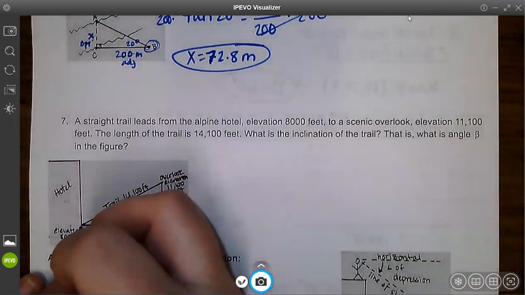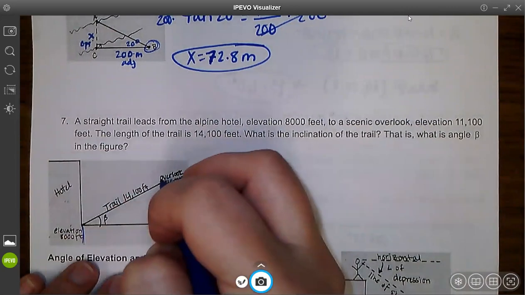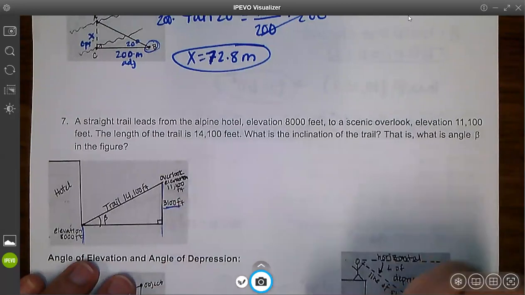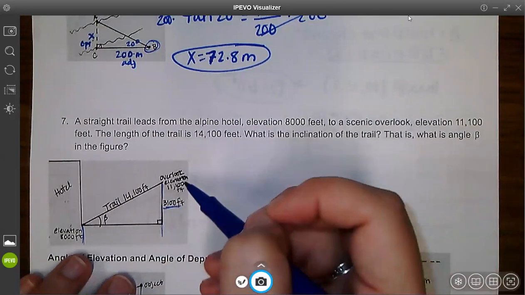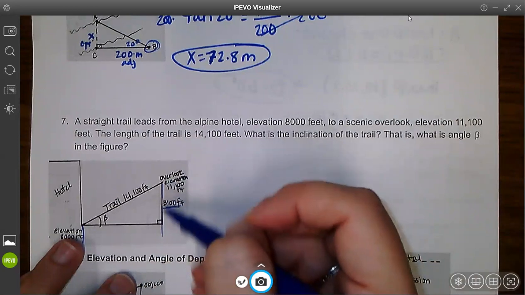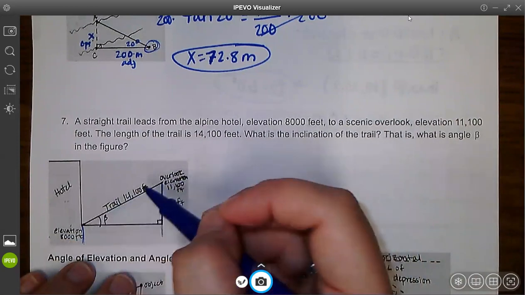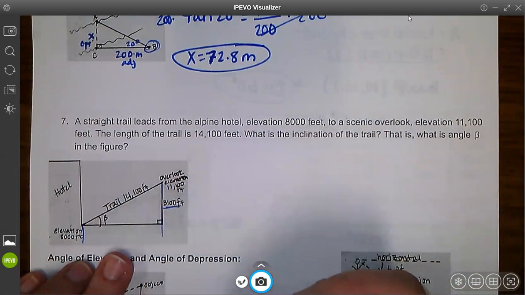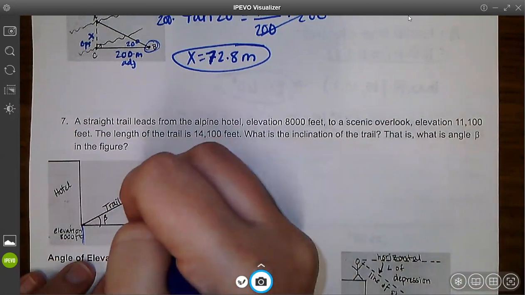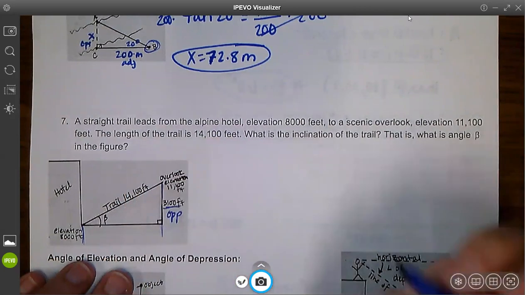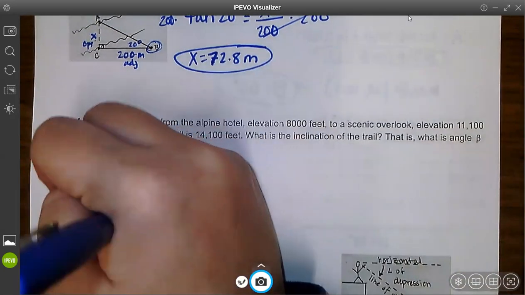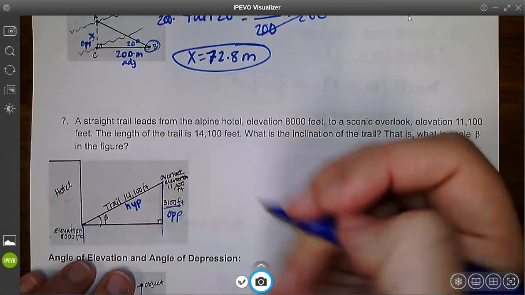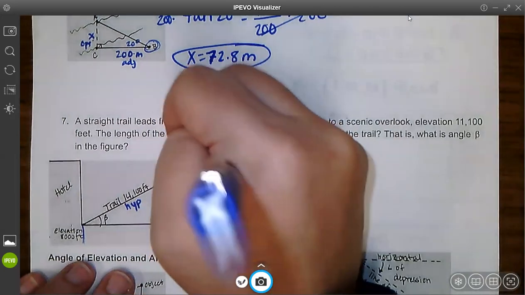So if this is 8,000 feet high and this is 11,100 feet high, then that makes this height 3,100 feet. So we'll subtract those two heights to find this distance. We know that the length of the trail here is 14,100 feet. So we want to find this angle beta. I have my opposite here at 3,100 feet from beta, and I have my hypotenuse here at 14,100 feet. So opposite and hypotenuse, I'm going to use the sine.